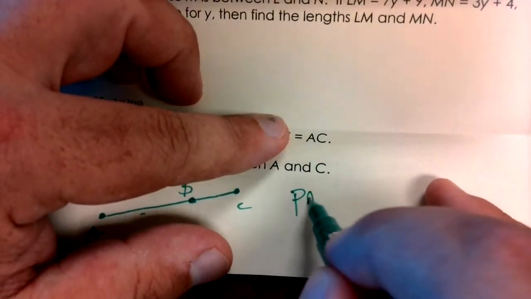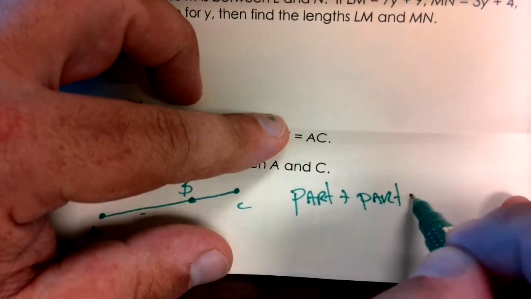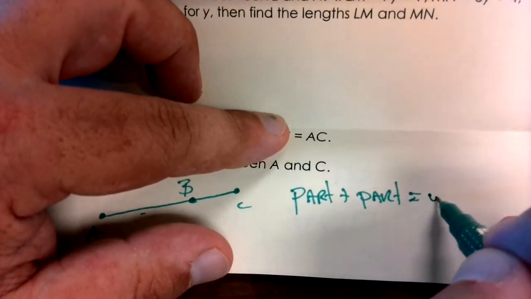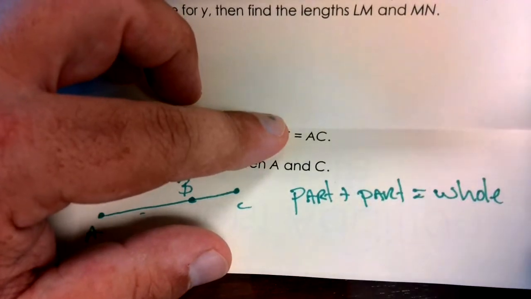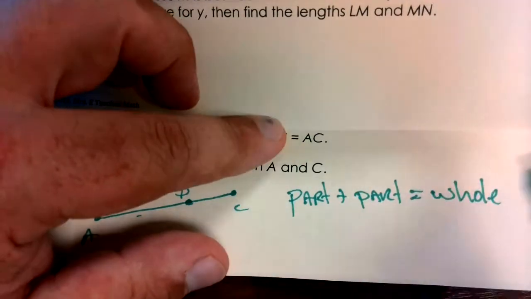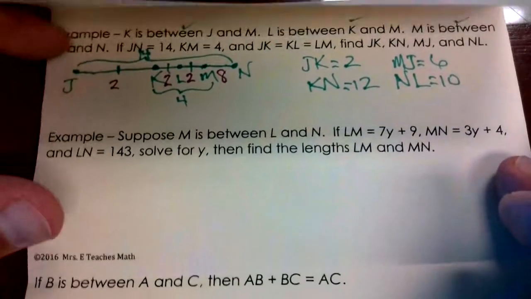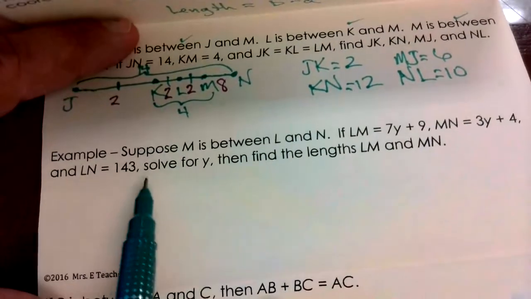The segment addition postulate is part plus part equals the whole. And that's going to come up a lot. Make sure you know that. Part plus part equals the whole. I'll ask you about that in class all the time. And if I have that, then I can do this question up here.